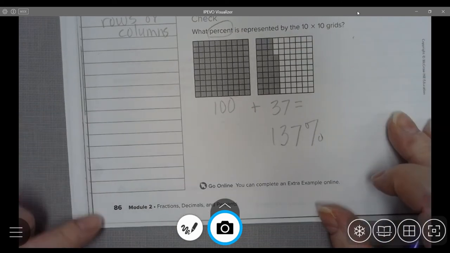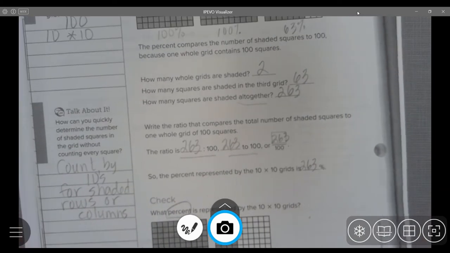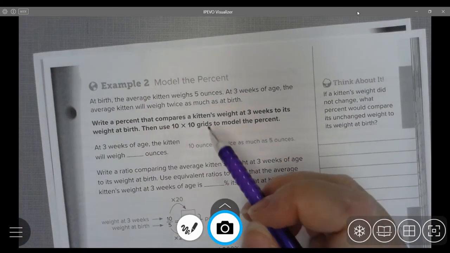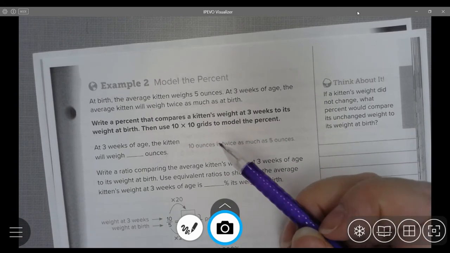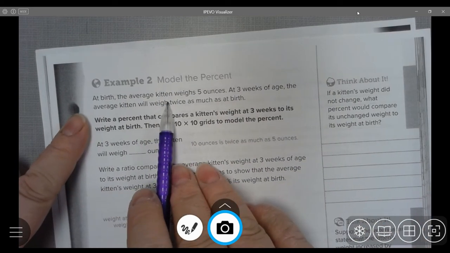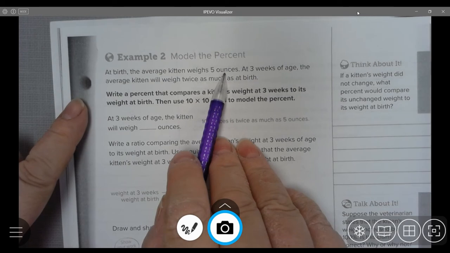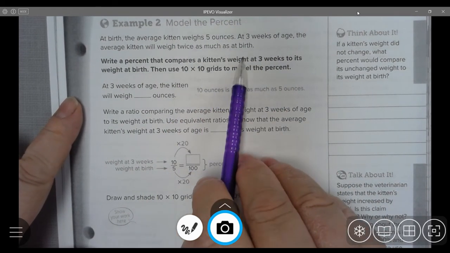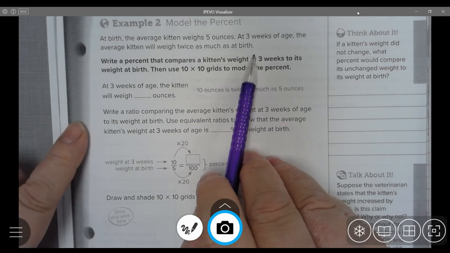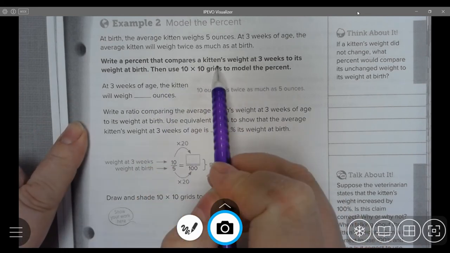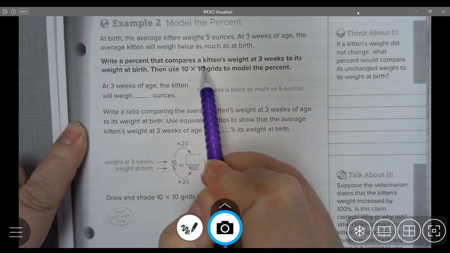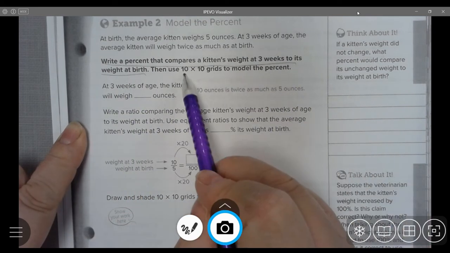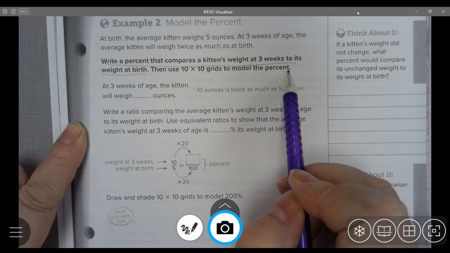This is the end of page 86. Going on to page 87. At the top, example 2, model a percent. At birth, the average kitten weighs 5 ounces. At 3 weeks of age, the average kitten will weigh twice as much as at birth. Write a percent that compares a kitten's weight at 3 weeks to its weight at birth. Use a 10 by 10 grid to model this.